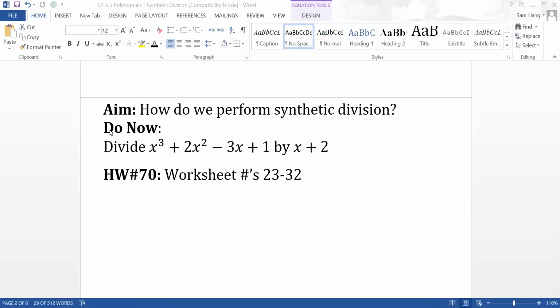Okay, for you now, this is a normal polynomial long division problem. So do it the way that we did it yesterday, and then we're going to see how to do it via synthetic division. I'll give you another minute to do that, and then we will discuss.